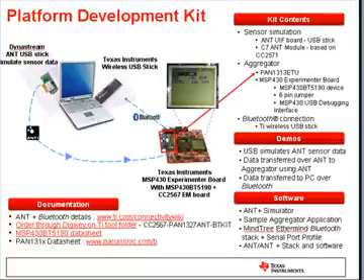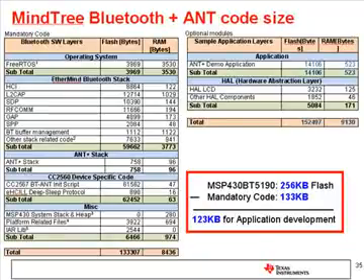To get a perspective of the code size, again you'll have your Bluetooth stack from MindTree, royalty-free, which is about 60K. The difference here, however, is that the init script for the CC2567 is much larger. This is where the ANT stack and profiles are contained. So this is about another 60K. So here, you'd still be using the BT5190 from MSP430. That has 256K flash. The mandatory code is 133, so that leaves you 123 kilobytes for your own application development.